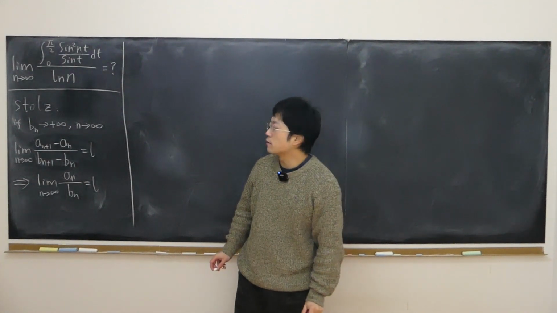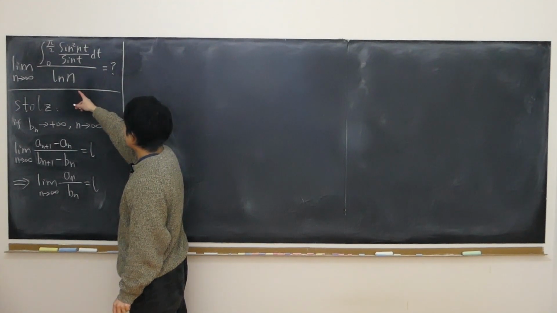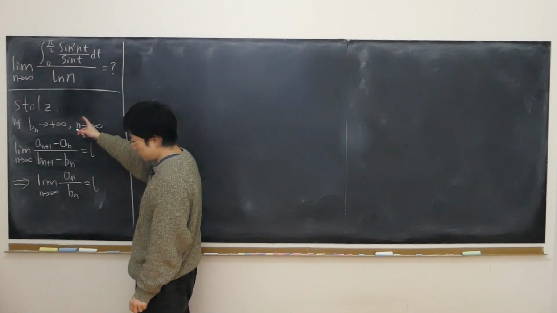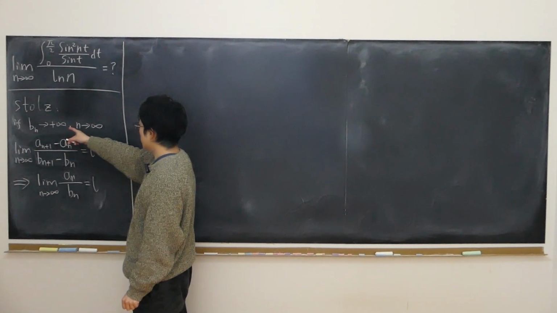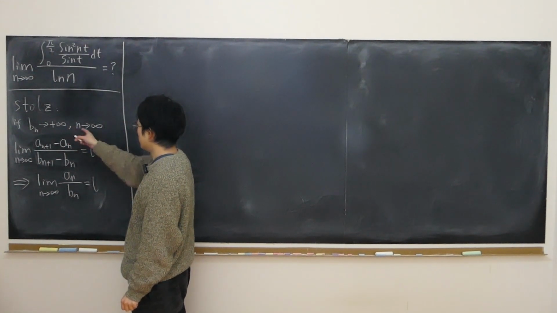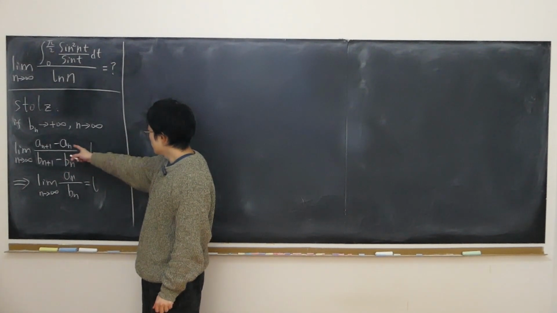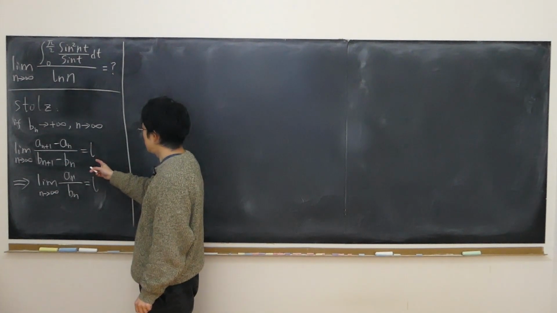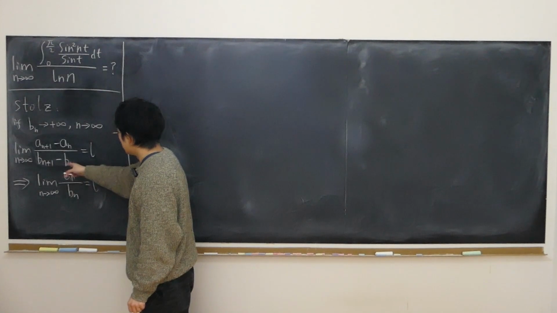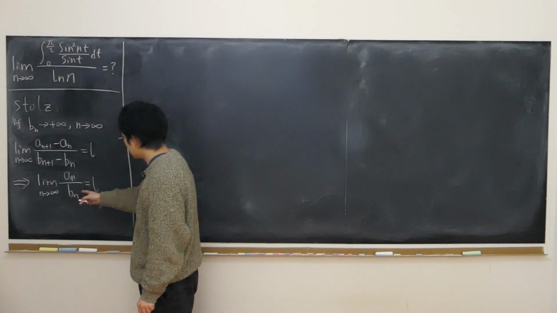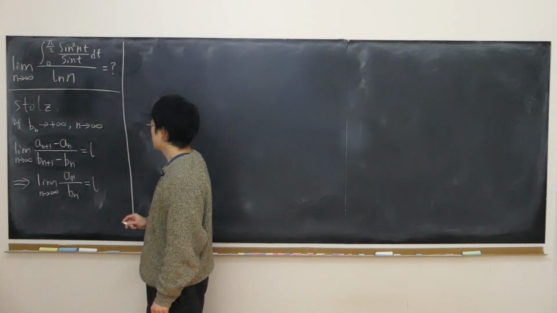Let's find out this limit, as n approaches infinity, of this integral over logarithm of n. We're going to use Stolz's theorem. It says if bn is a real sequence that approaches positive infinity as n approaches infinity, then if the limit of (an+1 minus an) over (bn+1 minus bn) exists, then we can claim that the original limit of an over bn exists.